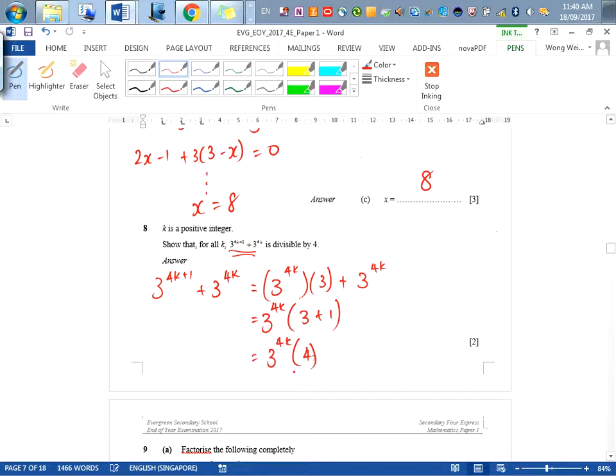Now, is this a multiple of 4? I said paper 2, but it doesn't matter. Now, is this a multiple of 4? Yes. There is a factor of 4 over here, so therefore this must be a multiple of 4. In other words, this is divisible by 4. Done.